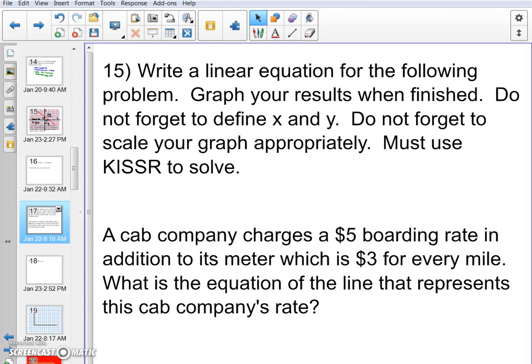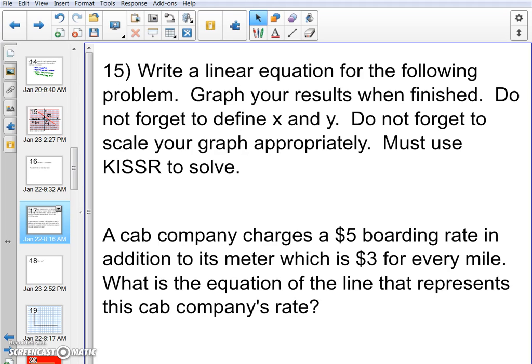Okay, so this is the only problem that we unfortunately were not able to get to in class this week. The directions are: write a linear equation for the following problem. Graph your results when finished. Do not forget to define x and y, and do not forget to scale your graph appropriately. Must use Kissor to solve.